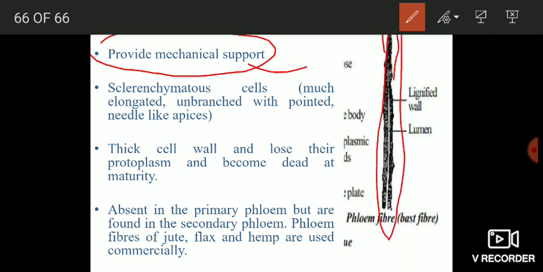They are much elongated, having pointed ends, and they possess thick cell walls and lose their protoplasm and nucleus and become dead at maturity. These cells possess a lot of secondary deposition in the form of lignin, and because of this secondary deposition they lose their protoplasm, they lose their nuclei and become dead at maturity.